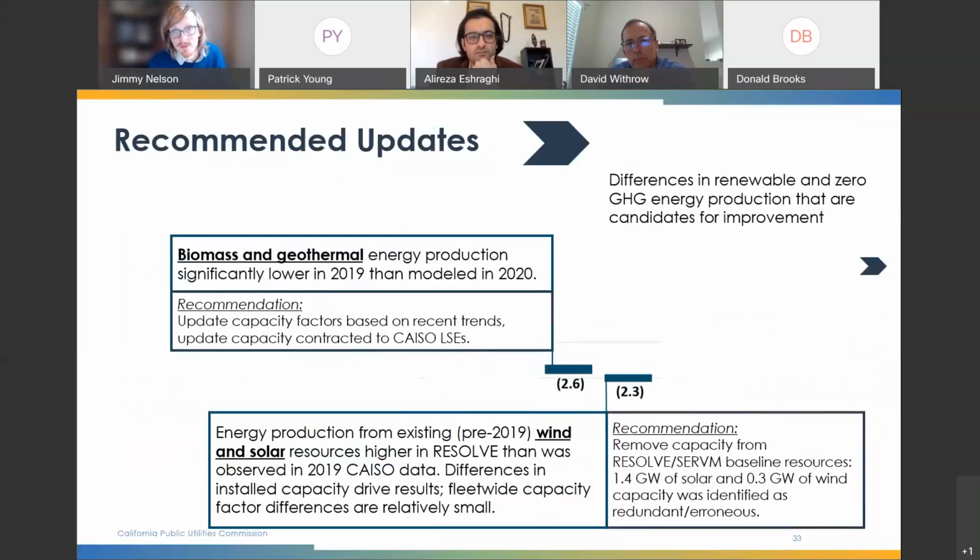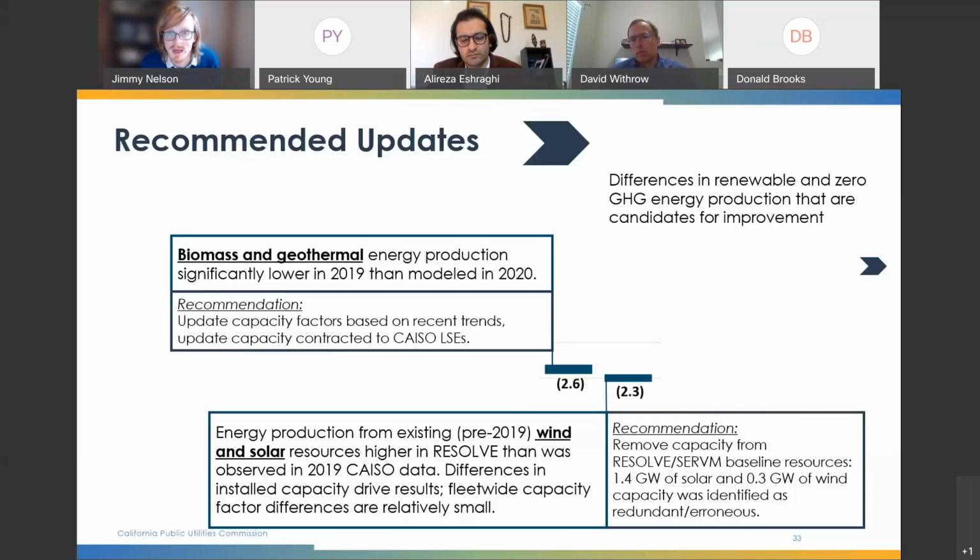As I said before, a lot of the point of this exercise is to identify things that we think are candidates for improvement. We noticed that biomass and geothermal, as modeled in Resolve and SERVM, have higher capacity factors than they did in CAISO historical operations. So the recommendation here is to update the capacity factor and energy production from biomass and geothermal to match historical.